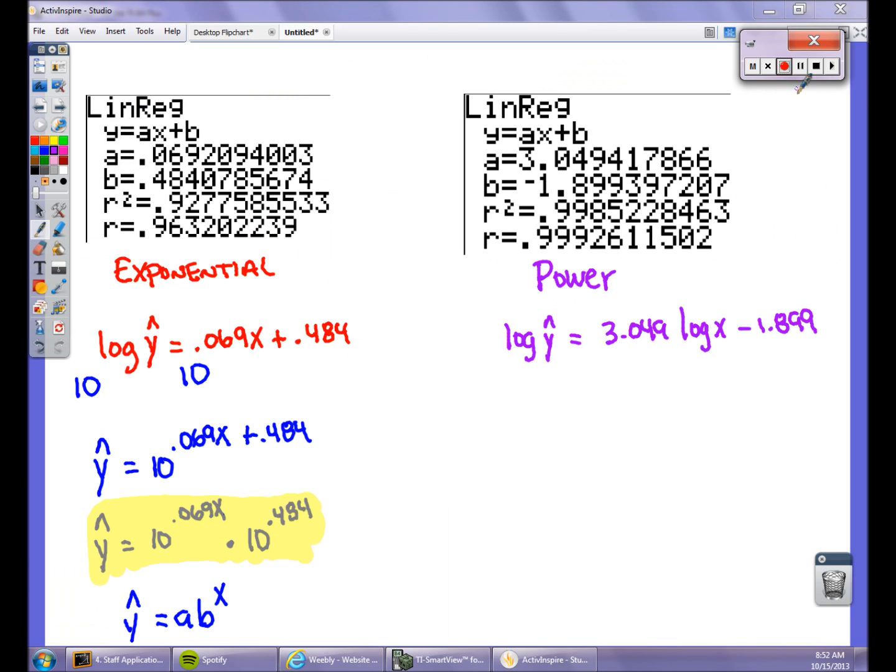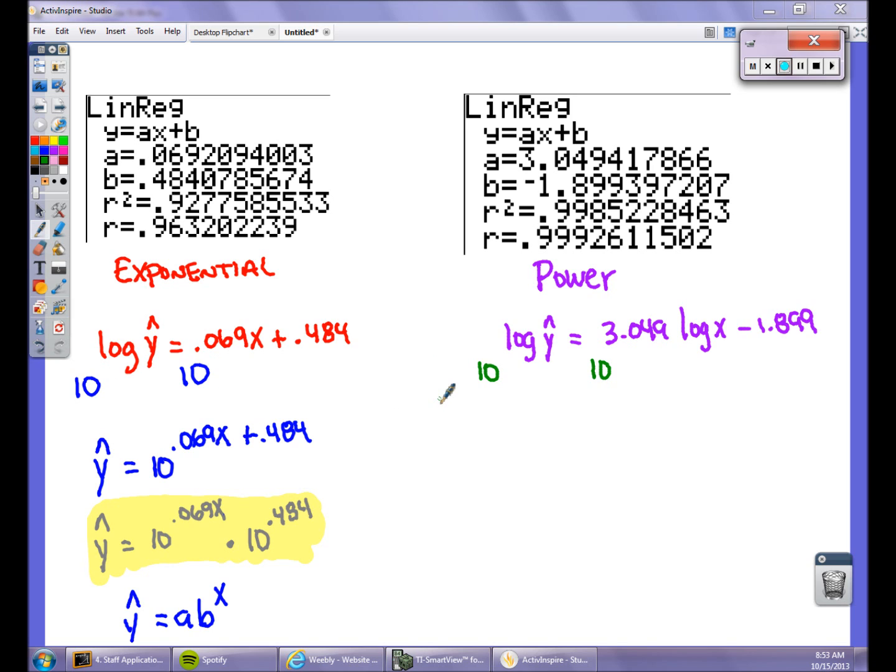I now want to go through the process of taking my linear model and raising 10 to each side of the equation to return this back to a power model. The process is very similar, there's just a few minor algebraic differences. Notice that I have the log of y hat and the log of x because I've taken the log of L1 and the log of L2. In an exponential model, I only had the log of y hat.